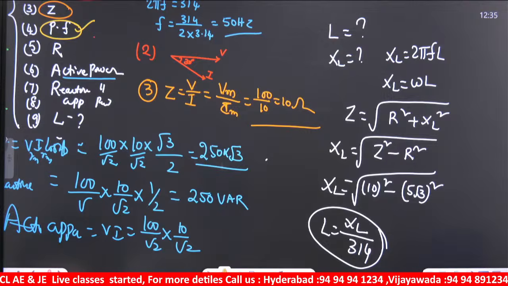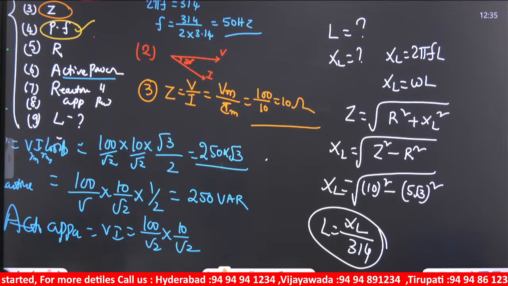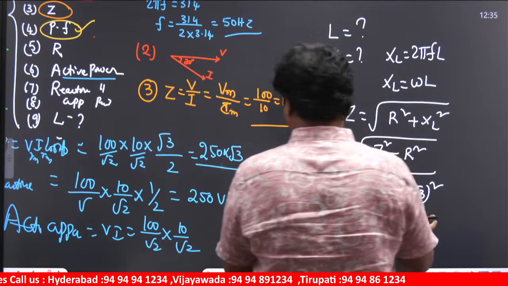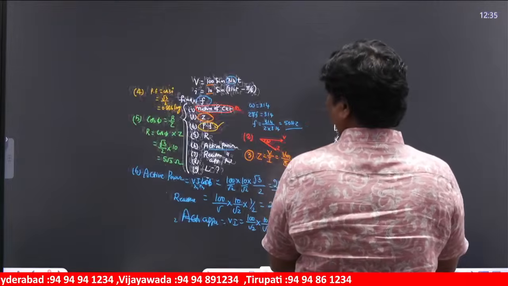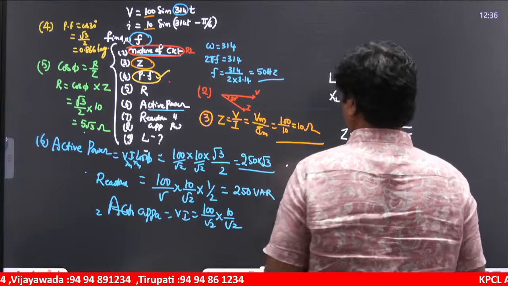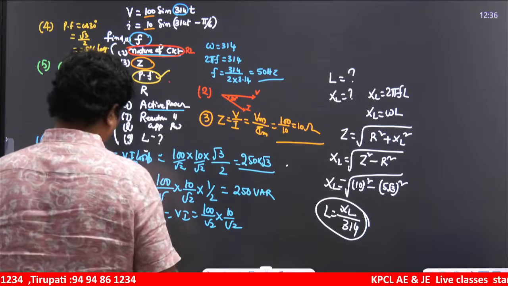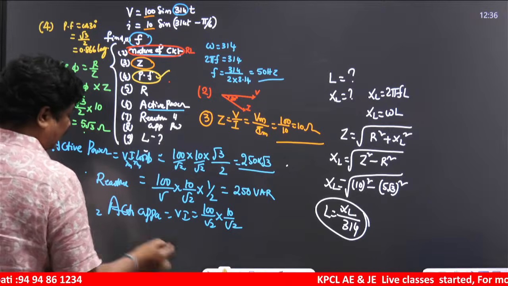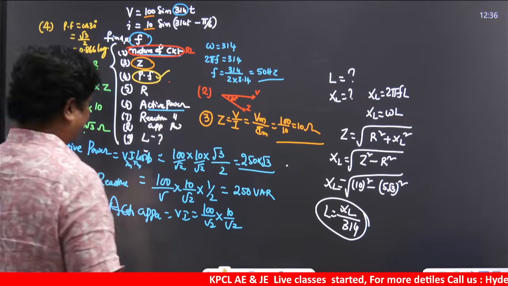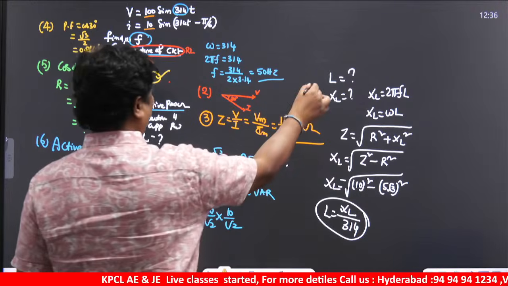Right? All of you taken this? At a glance, if you want, you can go through the problem that we solved. We solved 7, 8 is here, apparent power. 9th one is XL.